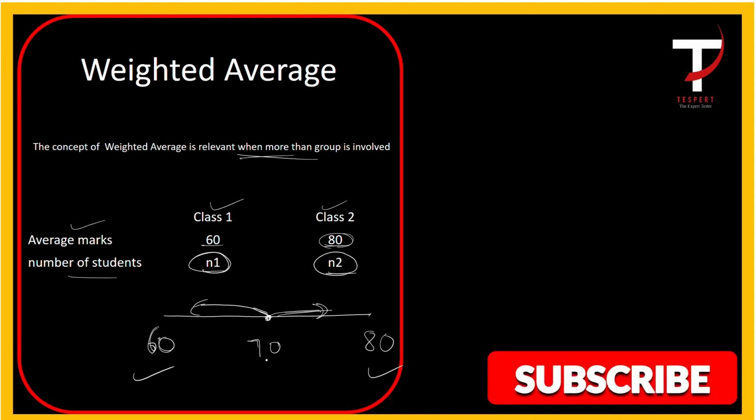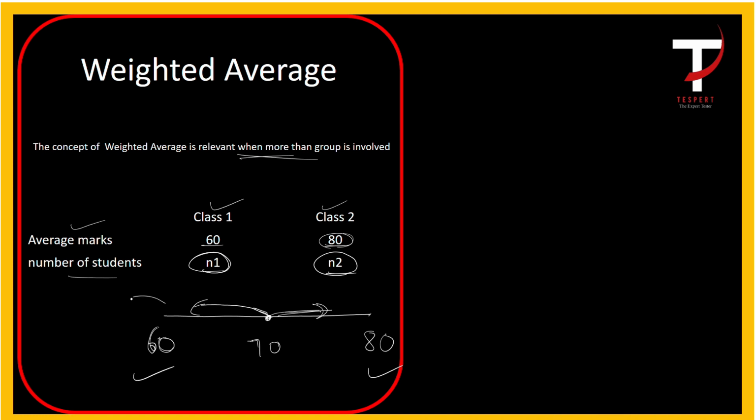But remember this, the average will be in between the lowest value and the highest value. We cannot get an average which is below the lowest value or greater than the highest value. The average will definitely be in between the lowest value and highest value of the given observations.